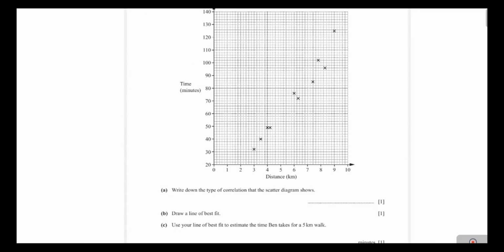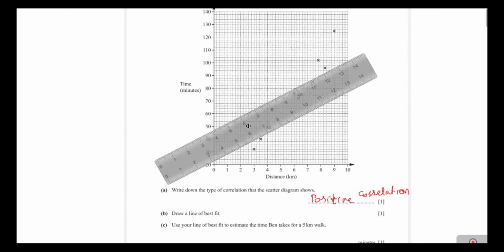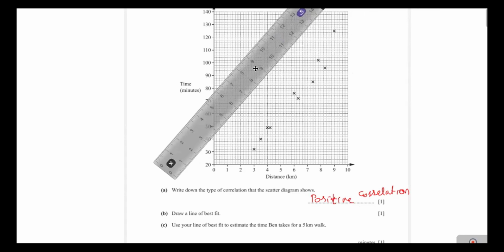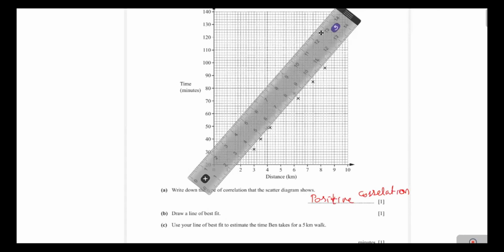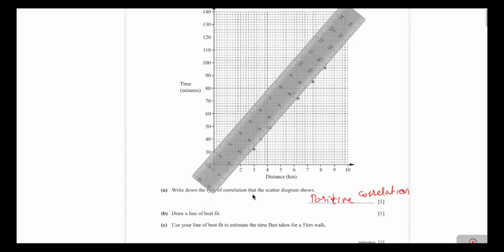Now we write here positive correlation. Part B, draw a line of best fit. Now we have to draw the line of best fit. We can draw this line by using the scale. And by using this scale, we can draw the best fit line. And this is the best fit line.